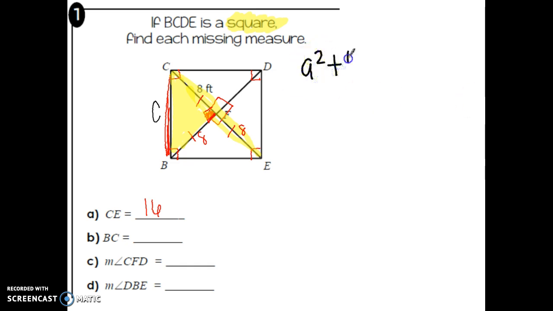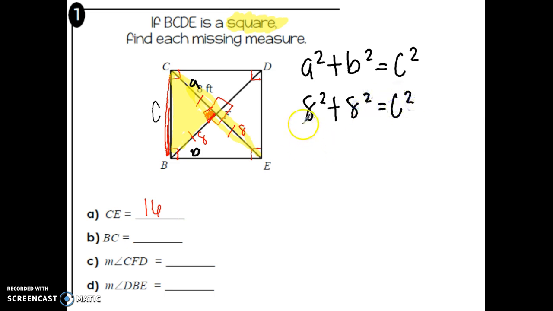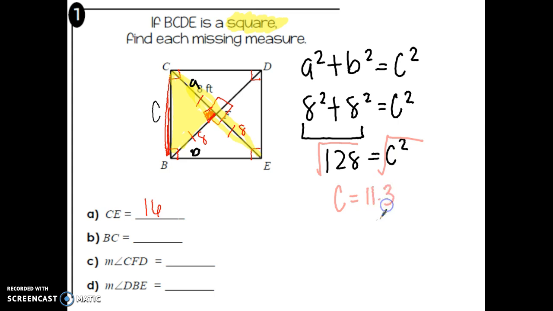So we'd have a squared plus b squared equal to c squared. And then we do have a and b. They will both be 8. So this is actually going to be 8 squared plus 8 squared equal to c squared. This entire thing can be put into the calculator at once. So this be 128 is equal to c squared. And then last we take the square root of both of those, and we will have c is equal to 11.3. So this side right here is 11.3.